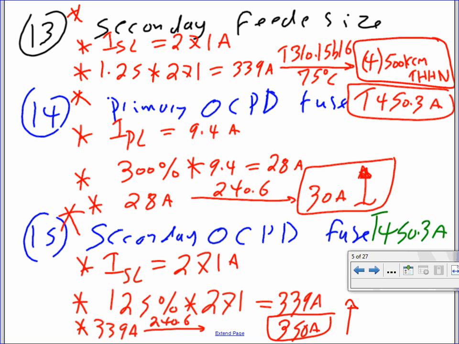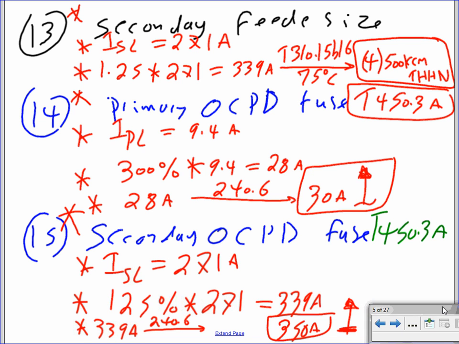Would I go up or down? I go up. If it's not a standard size, where do I go? Why do I go up, Adam? Because the table tells you to go up. So 339 becomes 350. Everybody understand how to use 240.6, guys? We have been there for non-adjustable fuses and circuit breakers. Any comments, guys? Any questions? Okay, let's go to 16.